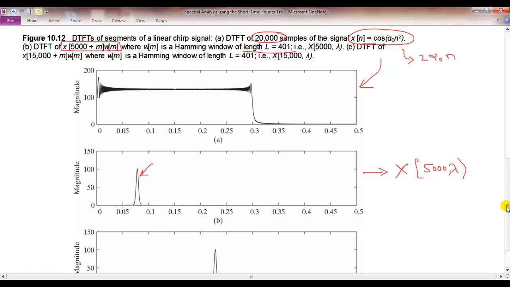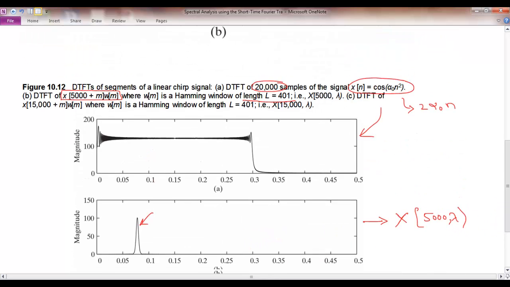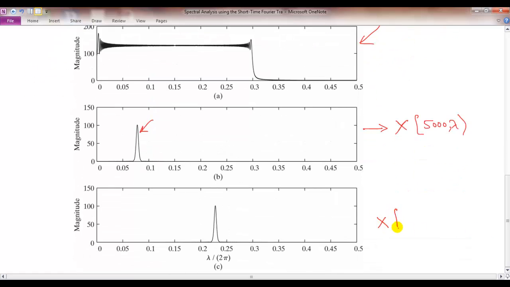And if you go down and now compute, for example, X 15,000 lambda, then you get this. So around n equal to 15,000, your signal consists of mostly frequencies between 0.2 and 0.25. And you can make this time-dependent conclusion about your signal.